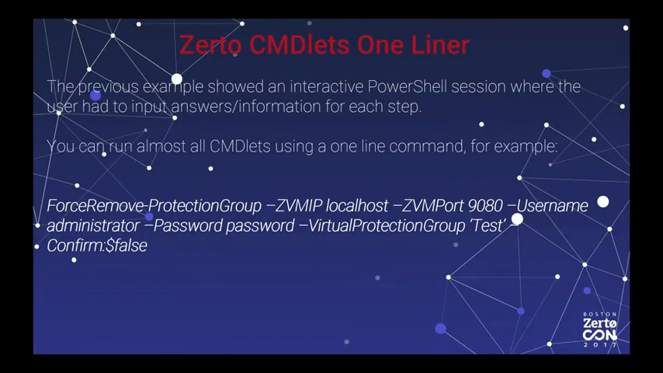Now, obviously, we don't want to start an interactive session every time we want to force delete something, so we have one-liners. This is how it looks, this example in one line. All we do is provide the name of the entity: ZVM IP would be localhost, -ZVM port 9080, -username administrator, -password, and the name of the VPG. I'm adding confirm false because this will make PowerShell not ask me if I want to continue.